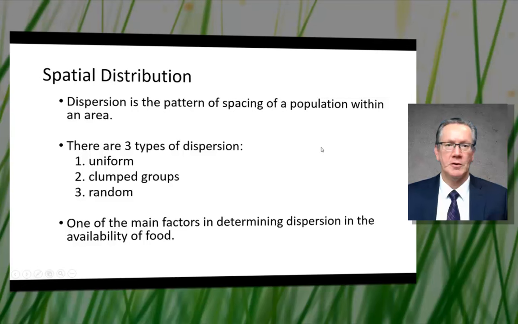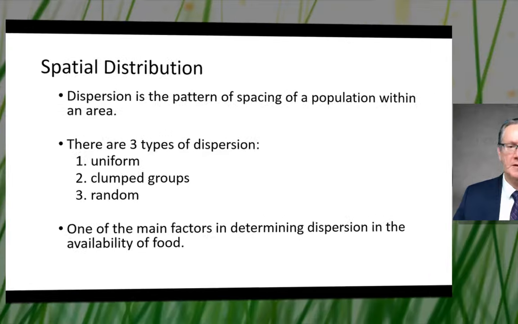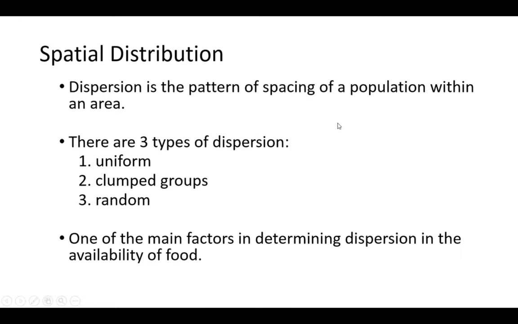Spatial distribution. Dispersion is the pattern of spacing of a population within an area. There are 3 types of dispersion: uniform, clumped groups, random. One of the main factors in determining dispersion is the availability of food.